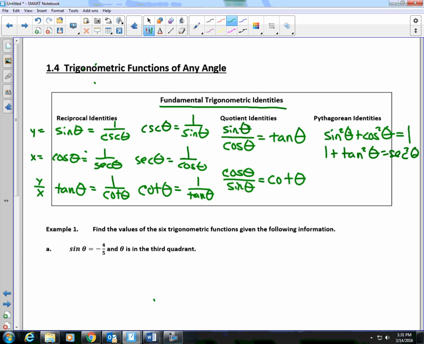And we could do the same thing by dividing by sine squared, and we would get 1 plus cotangent squared of theta is equal to cosecant squared of theta. Those are our 3 options. We're going to make use of them.